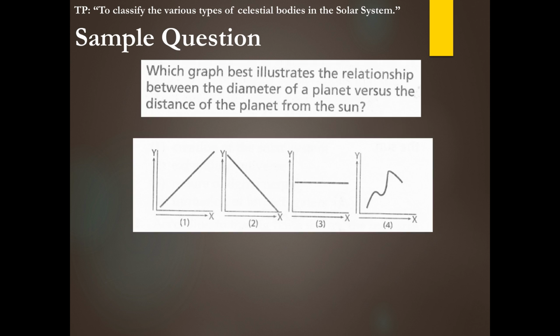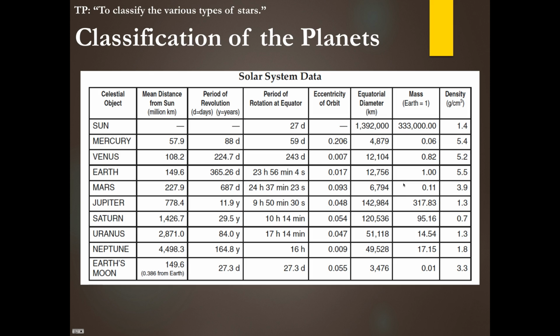Another question, which graph best illustrates the relationship between the diameter of a planet versus the distance of the planet from the sun? We have our four choices here. Choice 1 is a direct graph. Choice 2 is an indirect graph. Choice 3 remains the same. And choice 4, it increases, decreases slightly, increases, and then decreases. Let's see which one's the best answer.